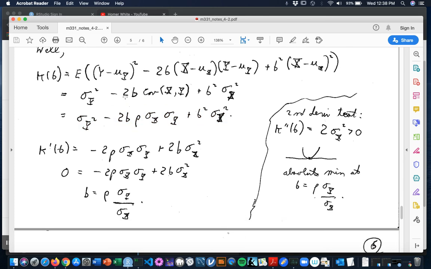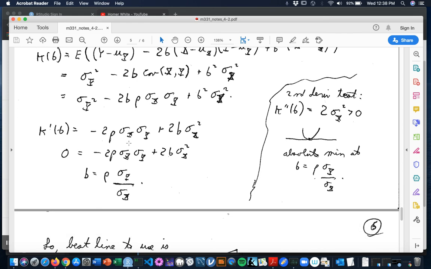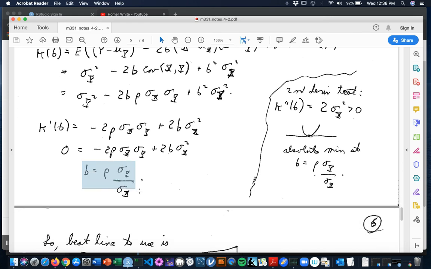When I do it, the only stuff that's going to survive is stuff from this term and stuff from this term. And so I get minus 2 rho times the product of standard deviations plus 2b times the variance of x. Set that to 0, solve for b, and lo and behold, b turns out to be the correlation coefficient times the ratio of the standard deviations of your two random variables, your y over your x.